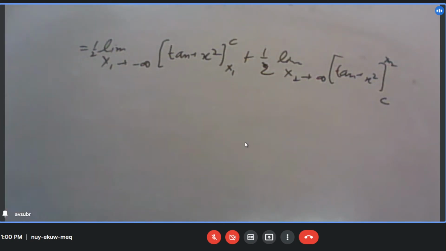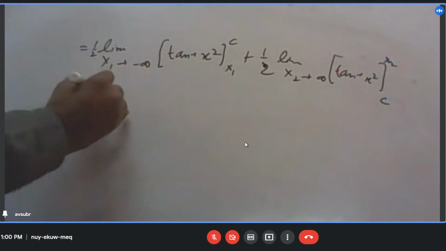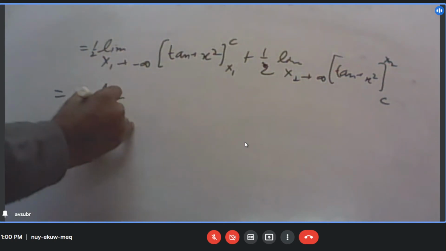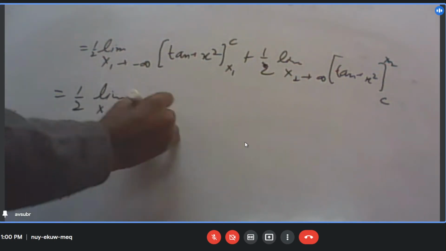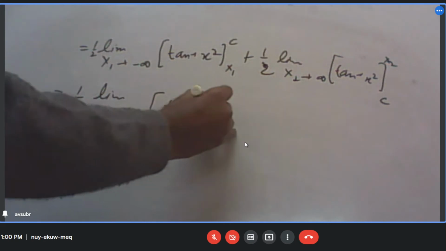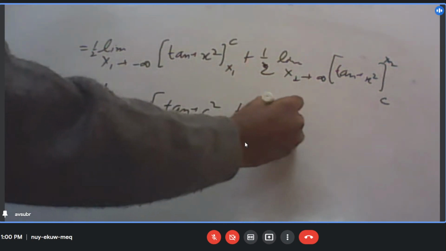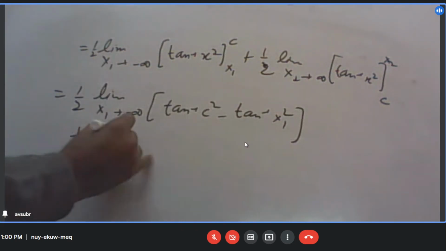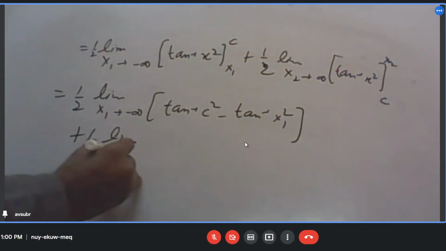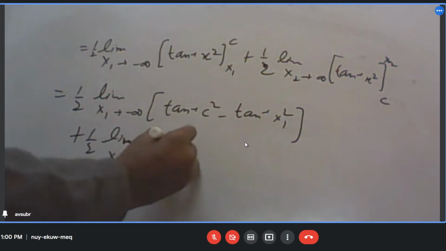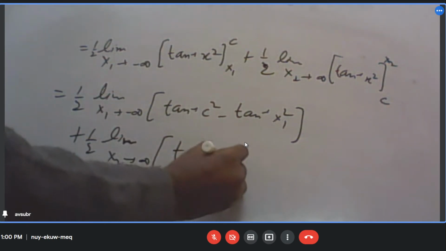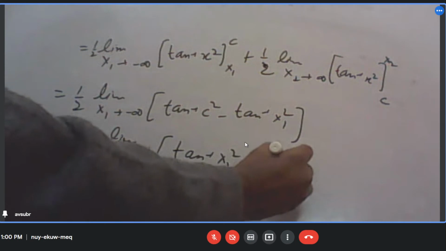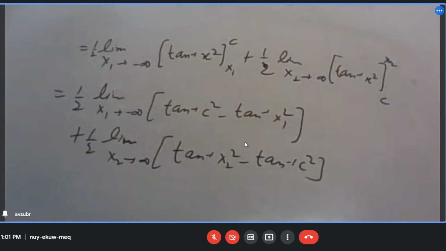And so this can be written as 1 by 2 limit x1 tends to minus infinity tan inverse c square minus tan inverse x1 square, plus 1 by 2 limit x2 goes to infinity tan inverse x2 square minus tan inverse c square.